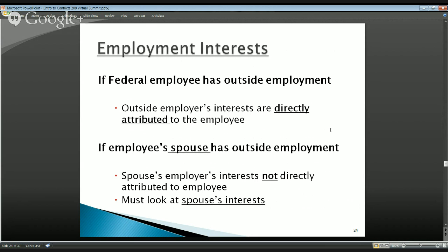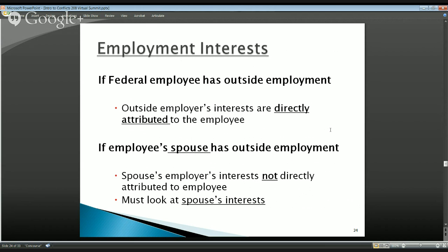So how does that differ with the spouse? Well, with the spouse, the employer's interests are not directly attributed to the employee. The spouse's interests are, but the spouse's employers are not. There's not a double imputation there. So we have to look at the spouse's specific, personal interests.